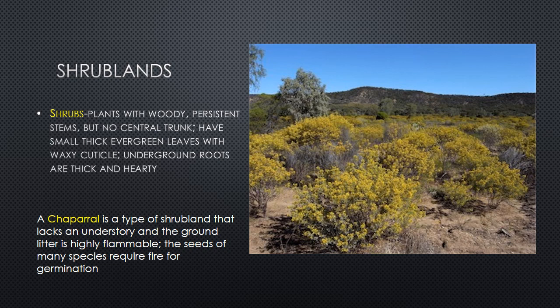And so a chaparral is a type of shrubland that lacks any understory, and the ground litter is highly flammable. So we've talked before about how certain plants, like our longleaf pine here in the eastern part of North Carolina, require fire to open their seeds. Well, that is also true of many of the shrubs in a chaparral. And a chaparral is a type of shrubland, so we're focusing on that.